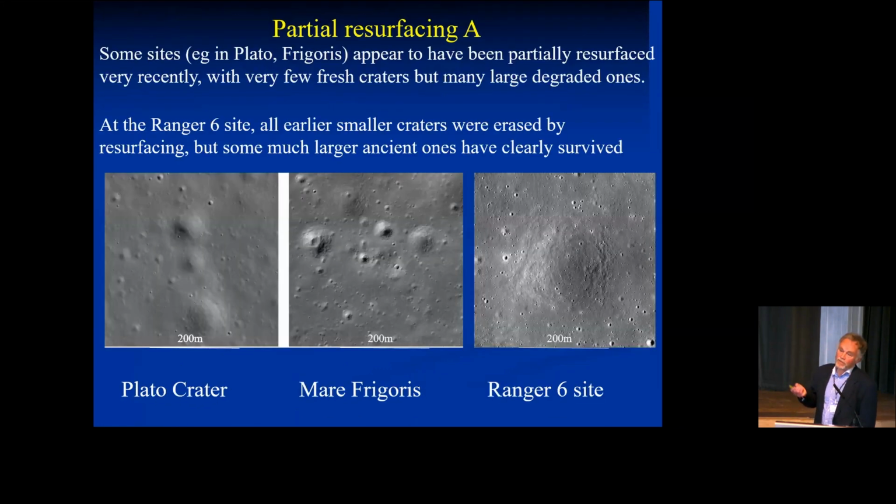I wanted to say a little bit, if I could, I've got a minute or so, about resurfacing. The processes of resurfacing aren't well understood, but are probably related to seismic shaking, I suspect. But a lot of discussion is required about that. You can see here that in these two examples, Plato and Frigoris, they've been partially resurfaced relatively recently. There are no really young craters formed there. Whereas at the Ranger 6 site, which is very young, you can see a very old, large crater that seems to have survived the resurfacing event.